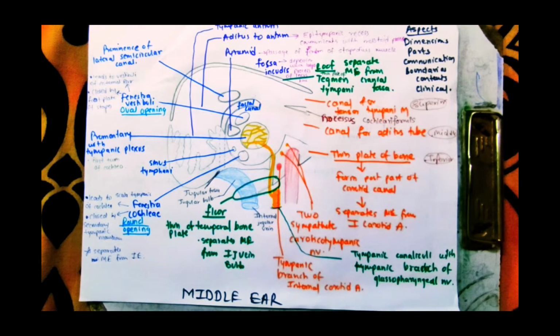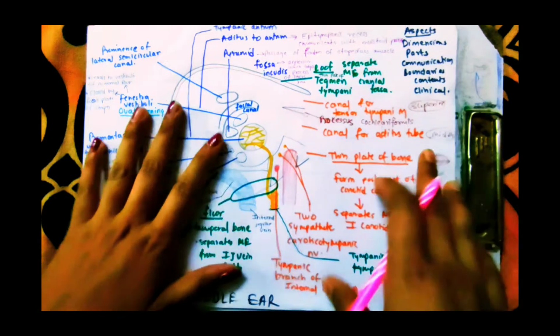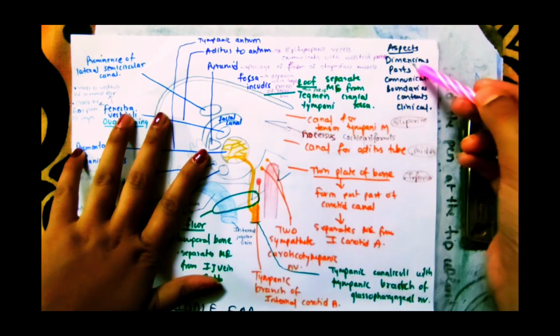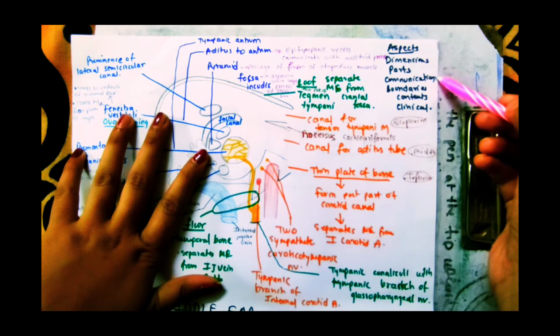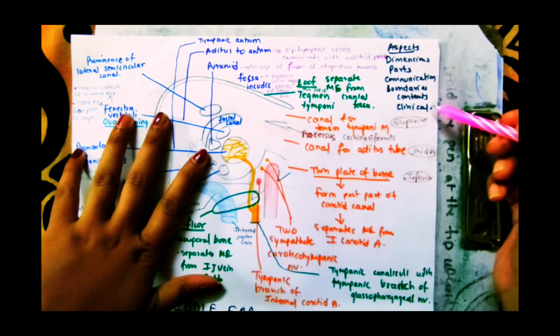Hello guys, today's topic is middle ear. Middle ear is also called a tympanic cavity or tympanum. It is a narrow air-filled space situated in the petrous part of the temporal bone between the external and internal ear. It is studied under the aspects: dimensions, parts, communications, boundaries, contents and clinical.